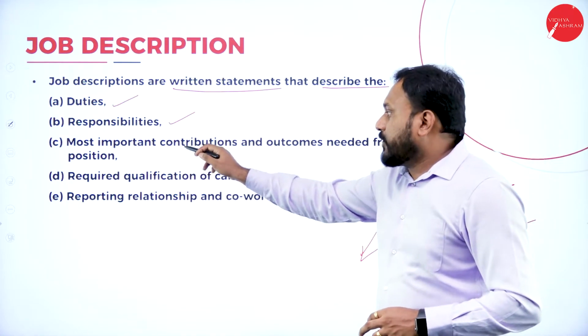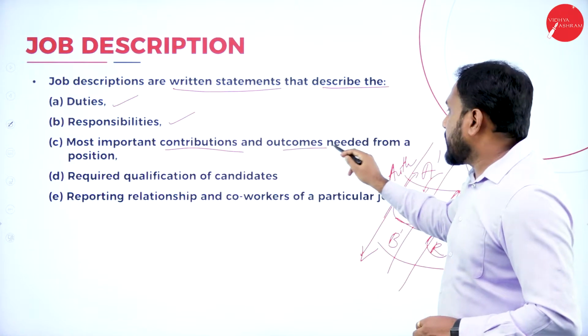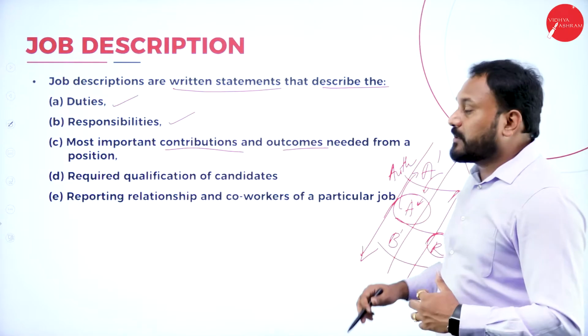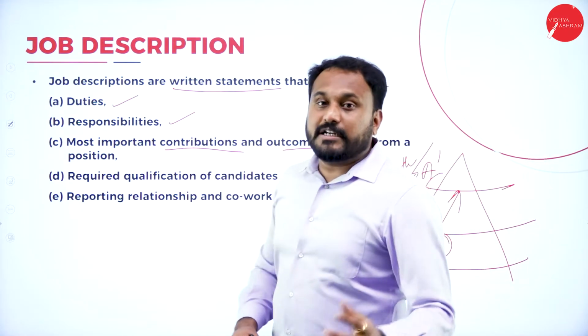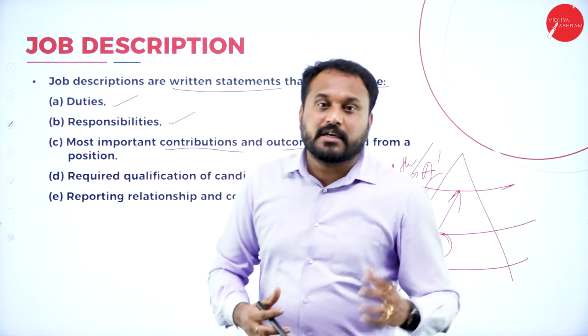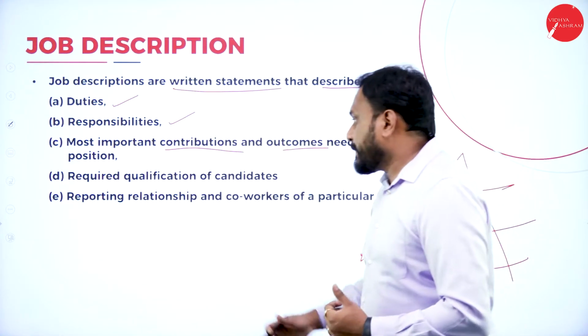Then most important contribution and outcome needed from a position. What is the most important outcome he should actually give, being a middle level supervisor? That is the obligation he will have towards A.